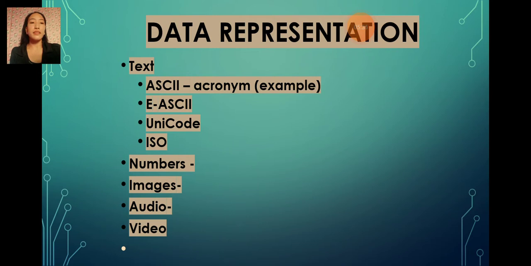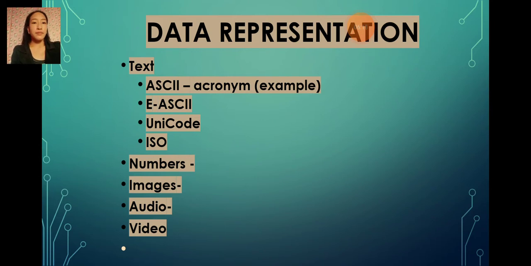Unicode is an information technology standard for the consistent encoding, representation, and handling of text expressed in most of the world's writing systems. ISO stands for International Organization for Standardization. It is an international organization that develops standards to ensure the quality, safety, and efficiency of products, services, and systems.